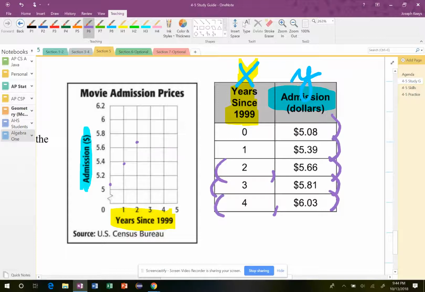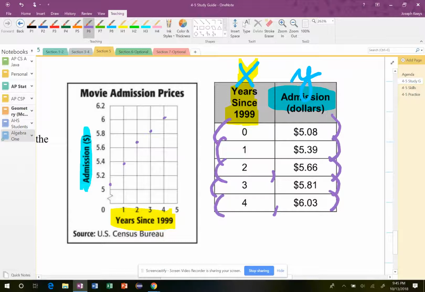The next one is going to be 3, 5.81, so that's going to be just above that line, because that line is 5.8, or $5.80. And the last one is going to be 4 and $6.03. $6.03 is going to be just above that. Okay, so that's how you do the second skill. That's drawing the actual scatter plot from a list of points.